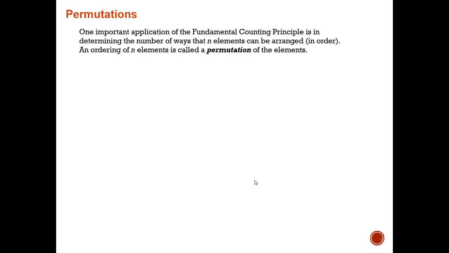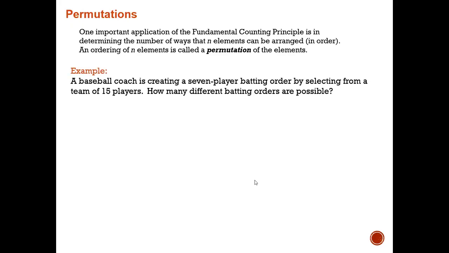Okay, similar to the counting principle is permutations. An application of the fundamental counting principle is in determining the number of ways that n elements can be arranged in order. An ordering of n elements is called a permutation. So let's do a few examples here.